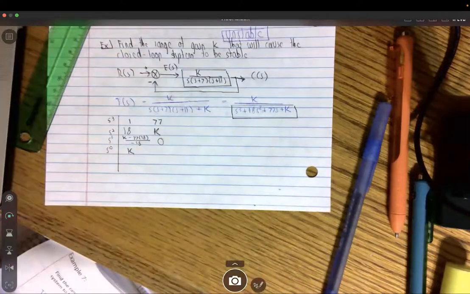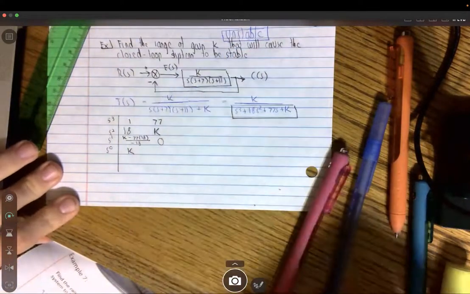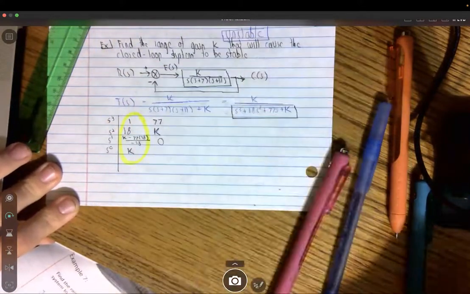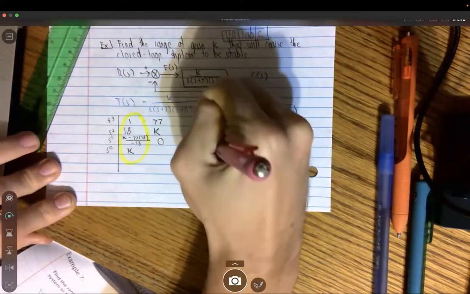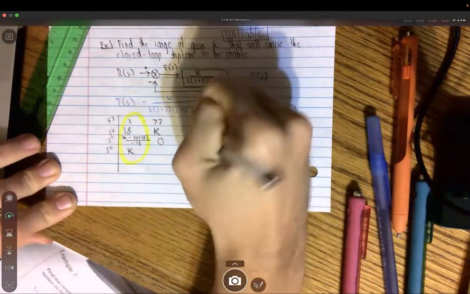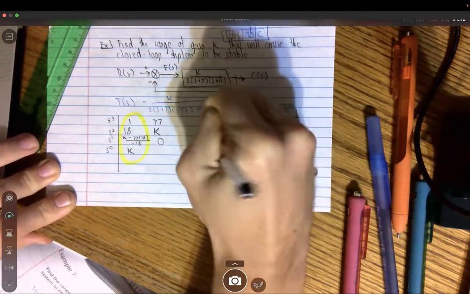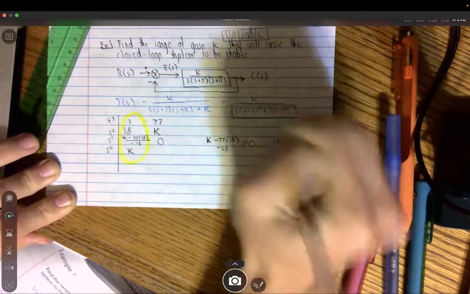And so remember, we need to make this stable. We need to find the range of gain that will ensure that this closed loop is stable. So in order to be stable, all the poles must be on the left-hand plane. So there must be no sign changes here. So in order to ensure there's no sign changes, we need to make sure that this value, K minus 77 times 18 all over negative 18, is greater than 0, and K is greater than 0.